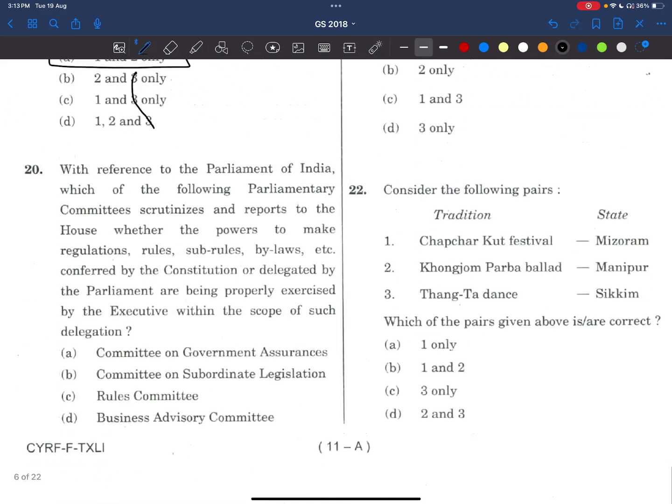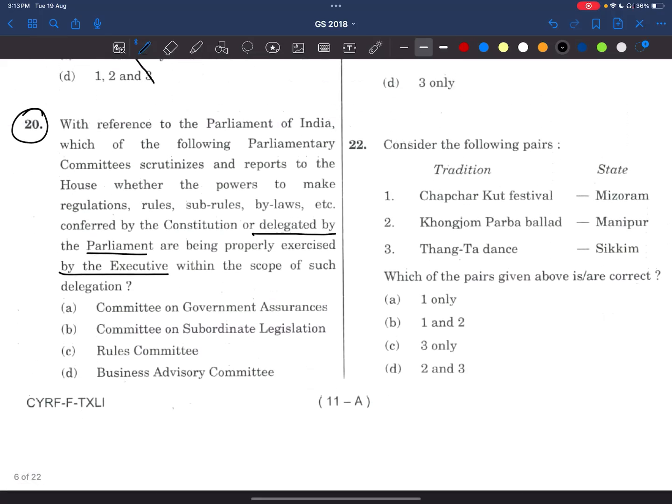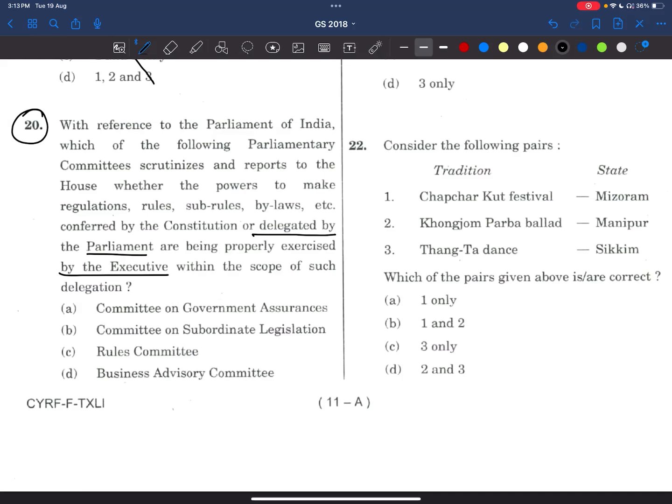Now, coming to the 20th question. With reference to the Parliament of India, which of the following parliamentary committees scrutinizes and reports to the House whether the powers to make regulations, rules, sub-rules, bylaws, etc. conferred by the Constitution or delegated by Parliament are being properly exercised by the executive within the scope of such delegation? Now, let's see the options. Committee on Government Assurances. Okay. Committee on Subordinate Legislation. See, friends, legislation means what? Parliament does the legislation, that means the legislative body that makes laws.